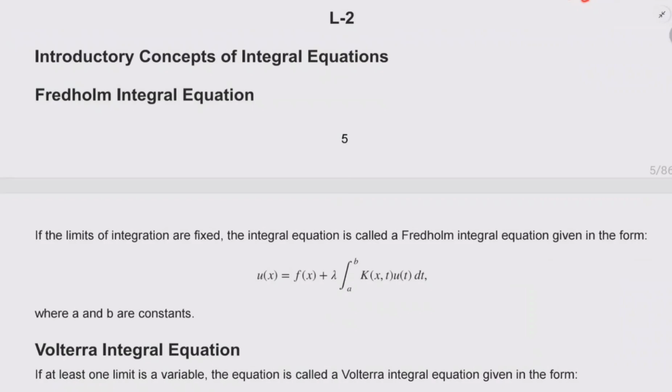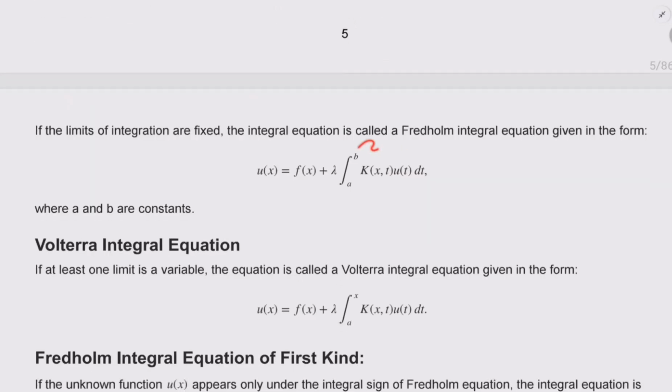In this video, we introduce some basic concepts in integral equations. The first concept is the Fredholm integral equation. In the Fredholm integral equation, all things remain the same except the lower limit and upper limit.